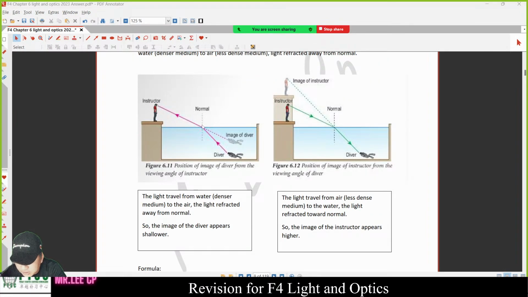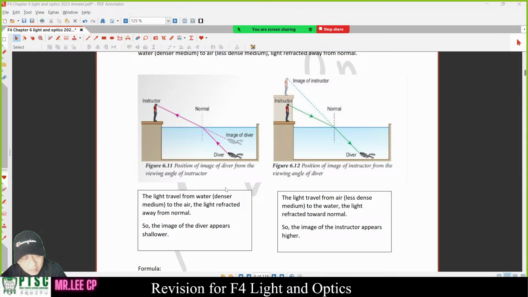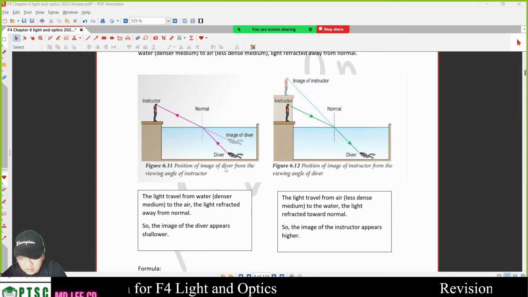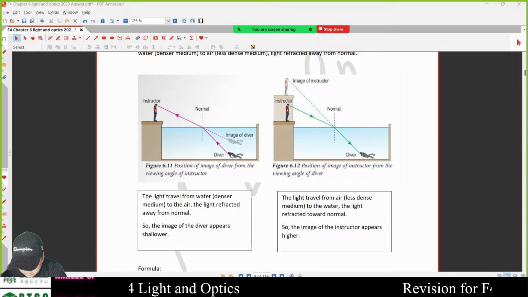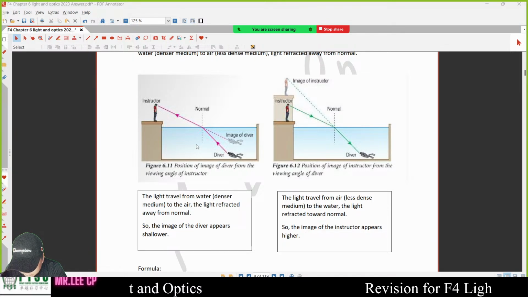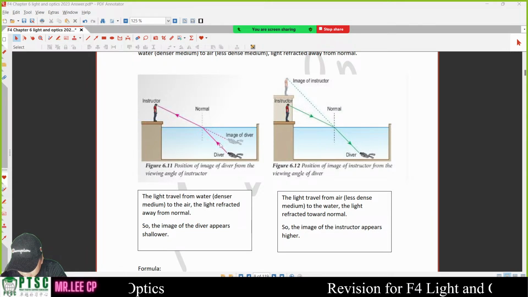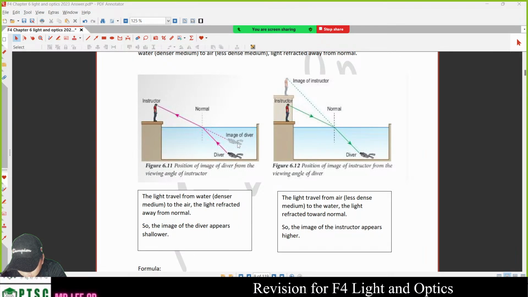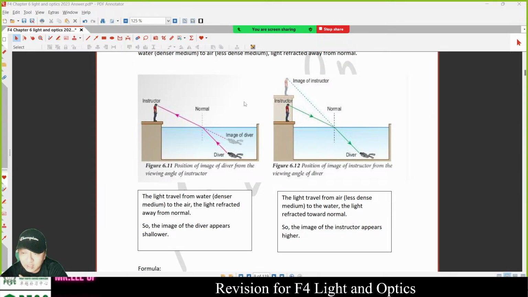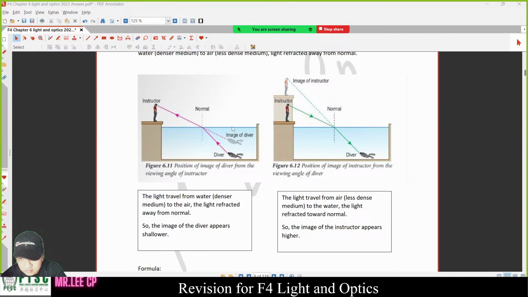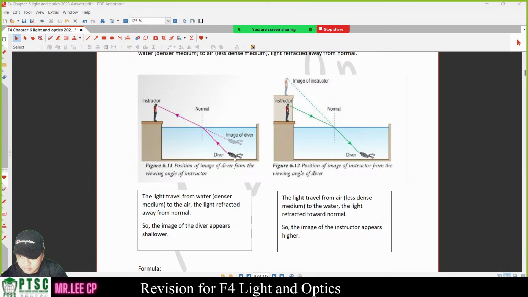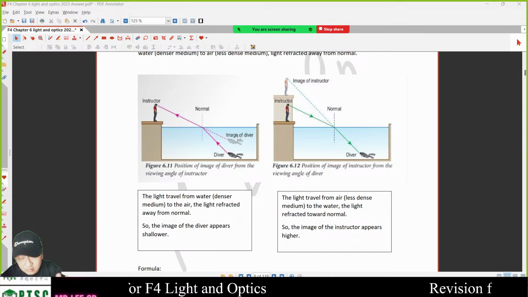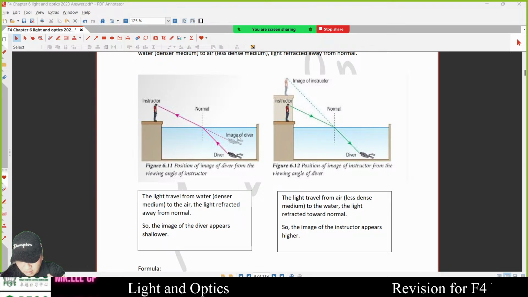Okay. Now this kind of question can come out in the structural question, which is 4 marks, or the essay question, 4 marks. So you need to know how to answer. So now here, position of the image from the diver, viewing angle of the instructor. The instructor is here, and he is going to see the diver, who is here. So the instructor sees the diver appear shallower. Now they will ask you to explain this. Probably you can get a mark from here. It is refraction of light, maybe 1 mark. Then the image getting shallower, 1 mark. And then because of what? Because of refraction of light.